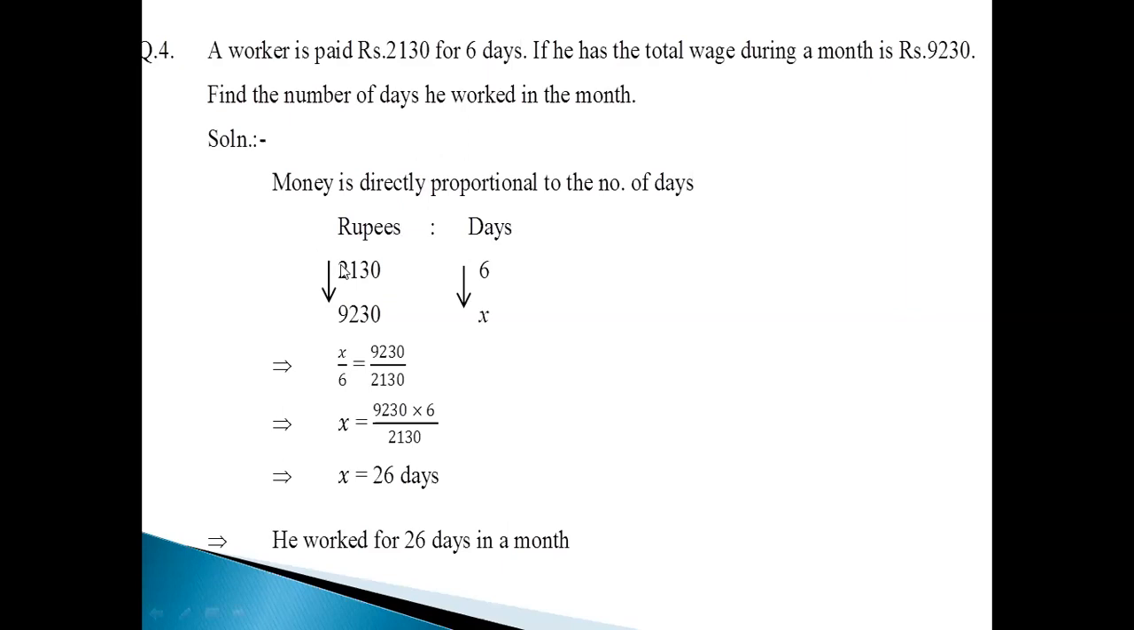75 steps, 50 meters. 375 steps, X meters, and the arrowhead will be in the same way. So greater divided by smaller. So you will automatically get the distance for 375. So question number 5, you will do it by yourself.